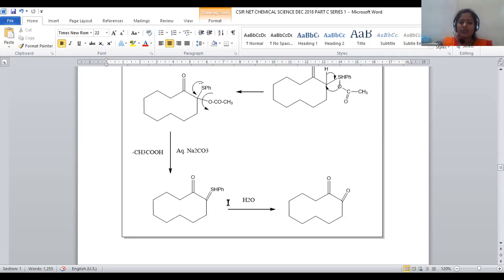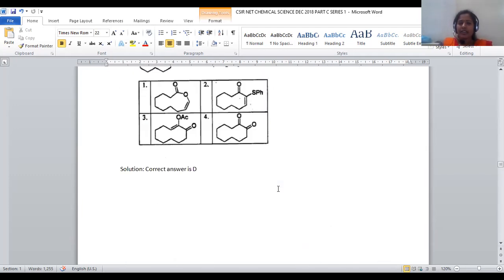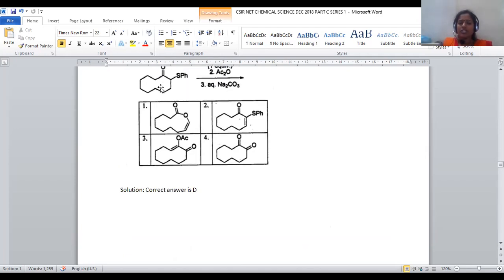And upon hydrolysis, what happens? This double bond will be hydrolyzed, and it subsequently turns into a diketone, a vicinal diketone. Vicinal stands for if two ketones are present in adjacent centers, that is said to be a vicinal center. Here the C=S-Ph double bond can be hydrolyzed in order to get this vicinal diketone. That's the reason why option number 4 will be the right answer for this question.